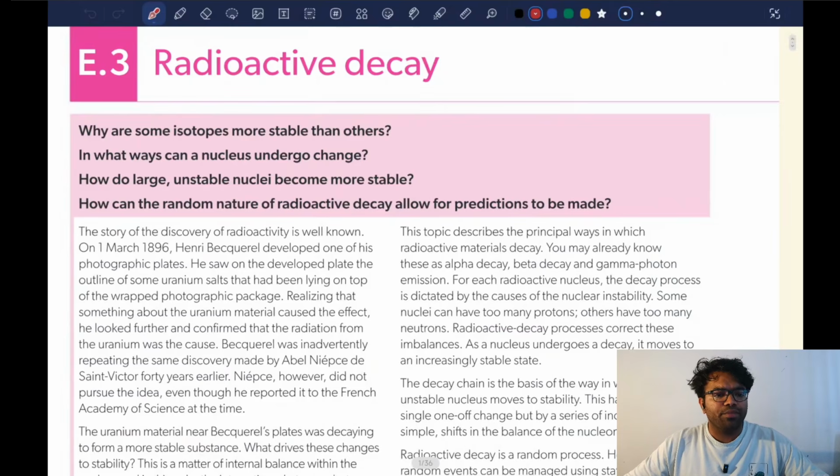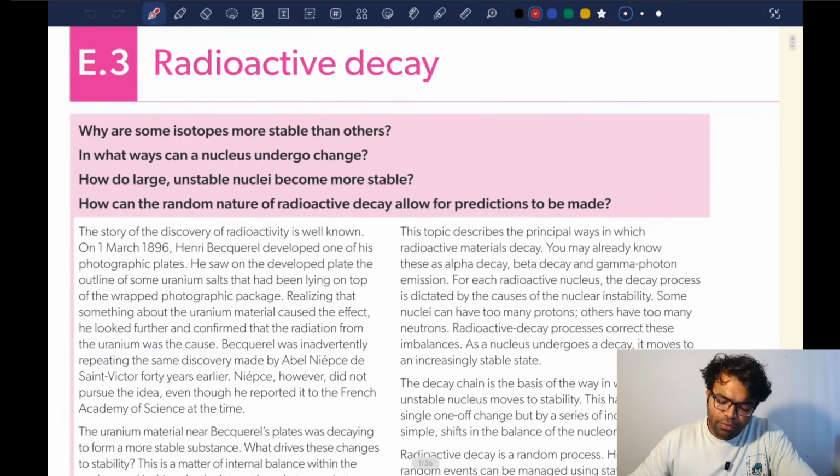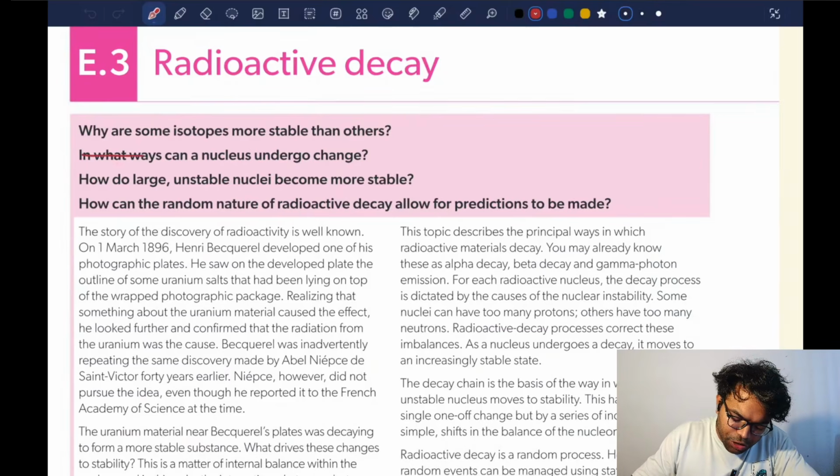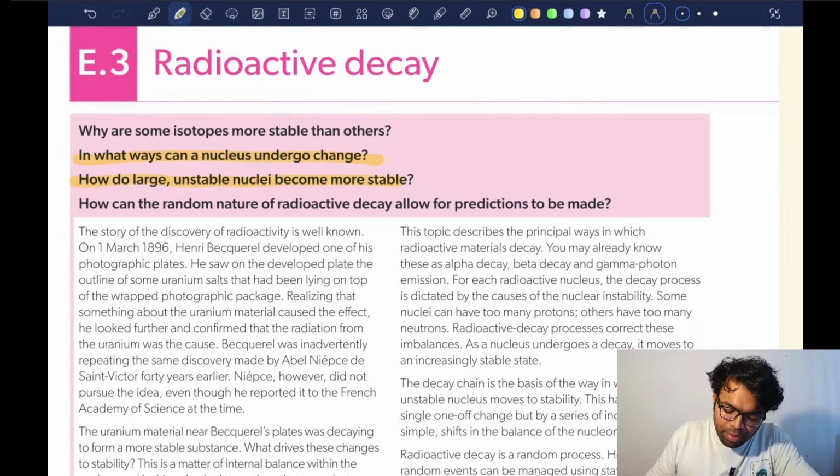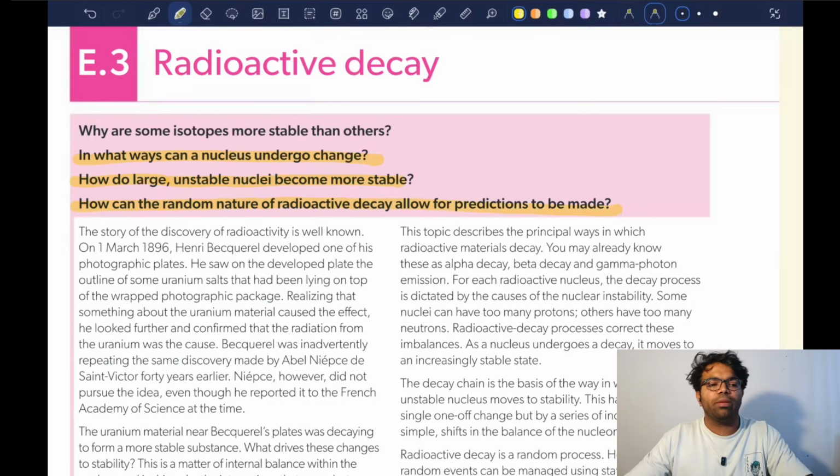Uranium 238 is actually pretty stable, but uranium 235 is radioactive in nature. It's an isotope of uranium. Why is it so unstable? In what ways can a nucleus undergo a change? What are the various ways in which a nucleus undergoes a change? How do large, unstable nuclei become more stable? How can the random nature of radioactive decay allow for predictions to be made?